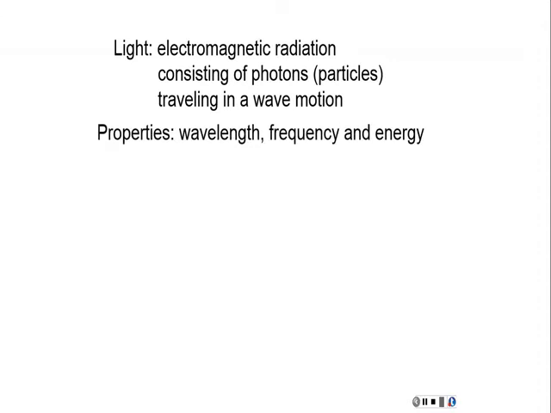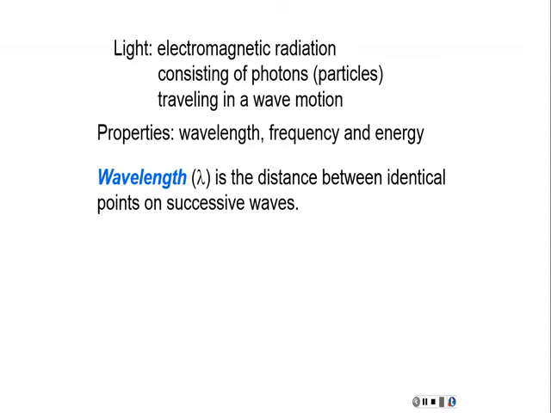We're going to check out three properties: the wavelength, frequency, and energy of light. Now here's the definition for wavelength. Wavelength is the distance between identical points on successive waves. Now this is the Greek letter that's used to represent wavelength, and it's called lambda.